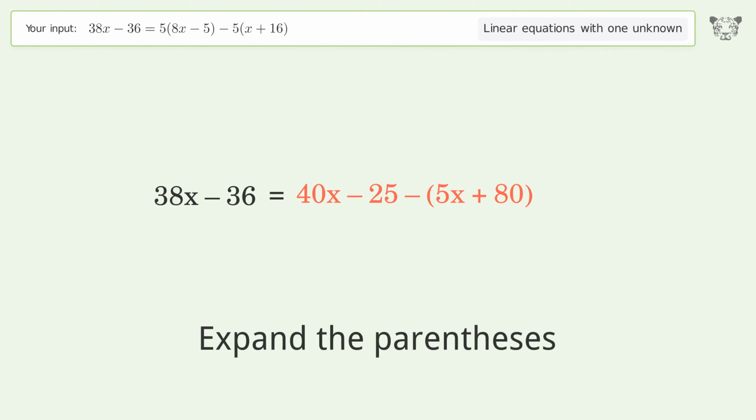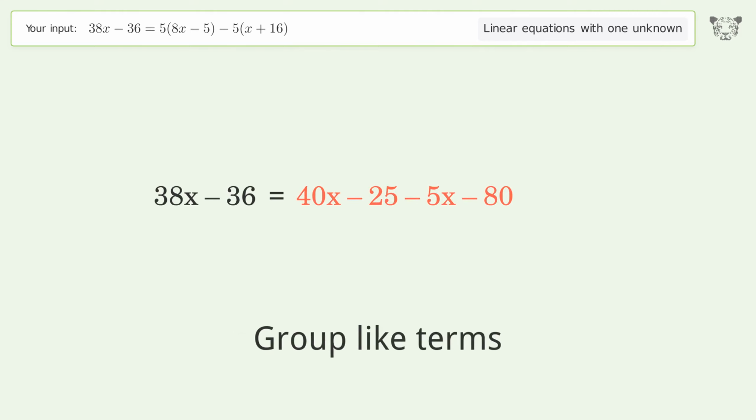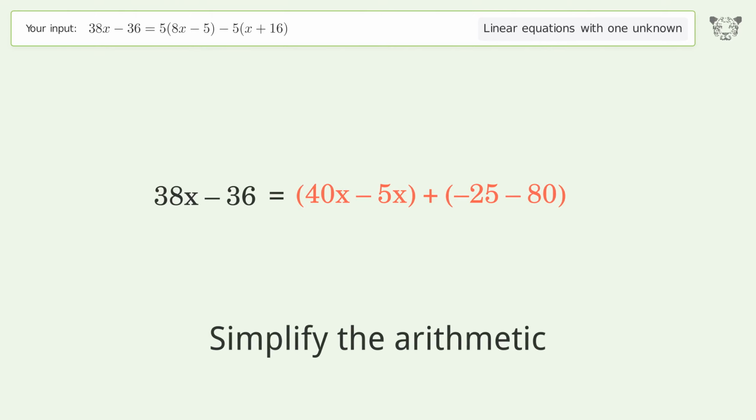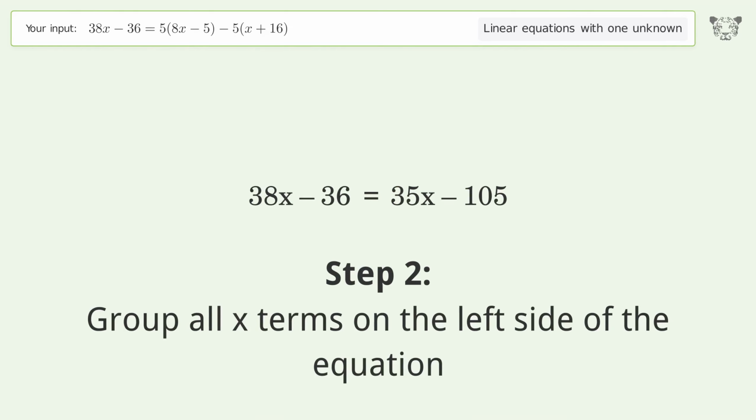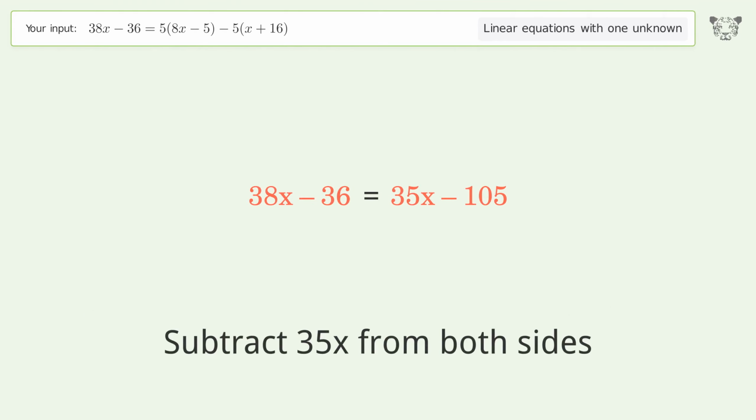Expand the parentheses. Group like terms. Simplify the arithmetic. Group all x terms on the left side of the equation. Subtract 35x from both sides.